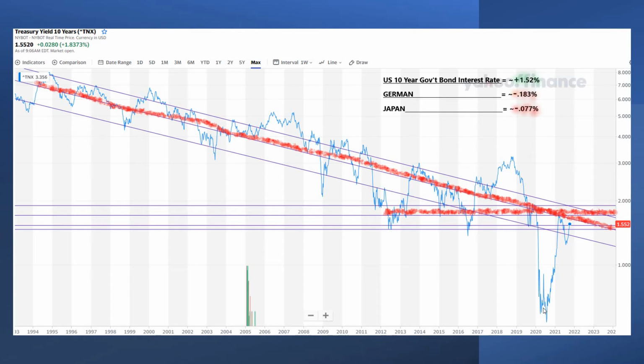Now, here is COVID. Interest rates collapsed to basically 0.5% on the 10-year U.S. Treasury bond. That means you could buy a bond coming due in 10 years, and that's what it would have given you at this point, about 0.5%. Right now, we're at 1.55 approximately. Now, we're going to talk about this in a minute.